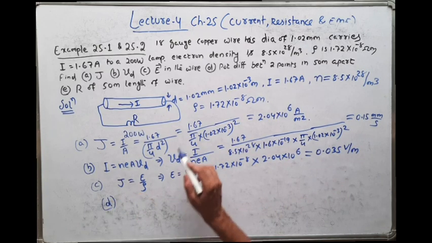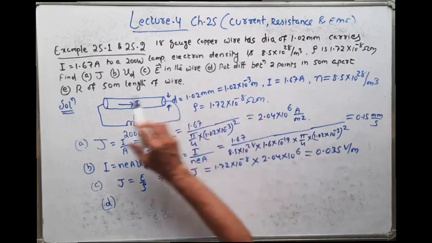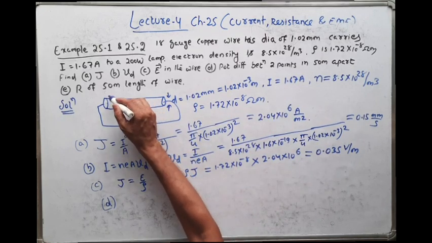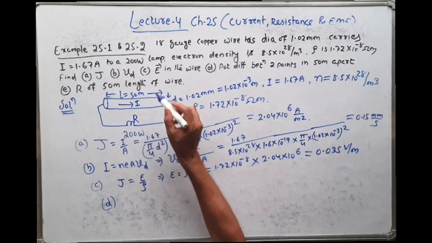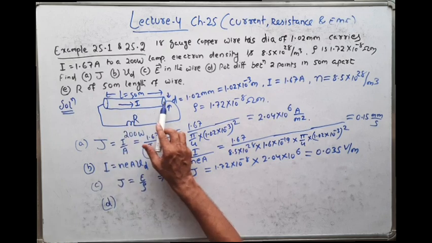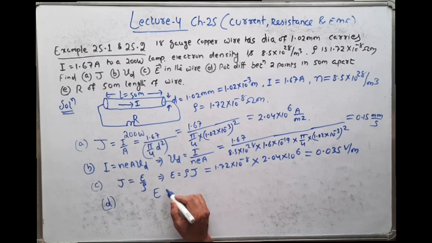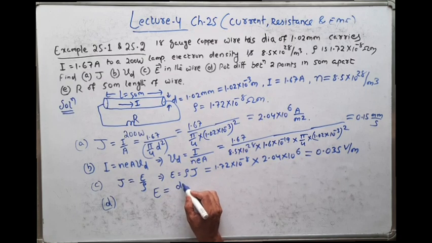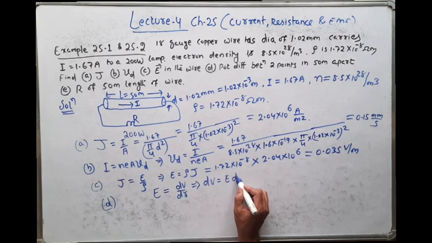Then D bit. In the D bit we have to find the potential difference between 2 points 50 meter apart. Suppose this is the conductor of length 50 meter. So we have to find the potential difference across this. You know the relation between electric field and potential difference? E is called the negative potential gradient. If you find the electric field intensity magnitude, it is dV by dr. Here dV is the potential difference, dr is the distance. So we can say the potential difference is equal to E into dr.